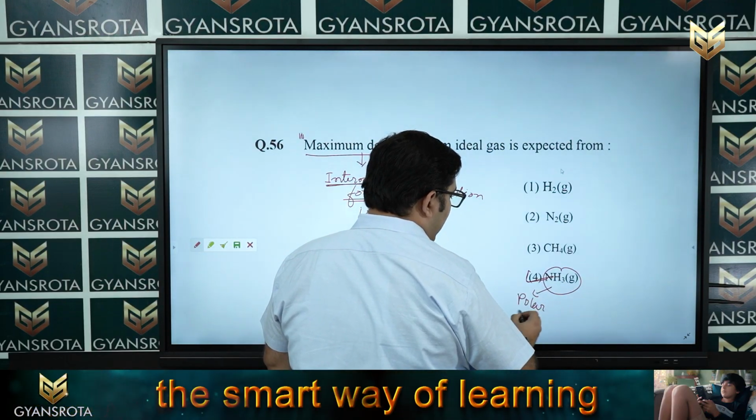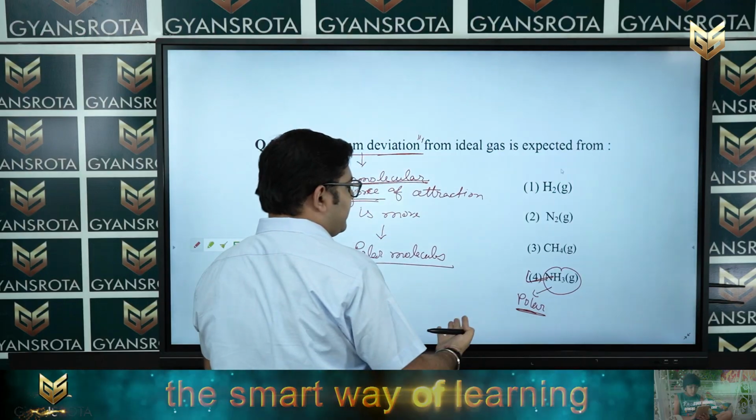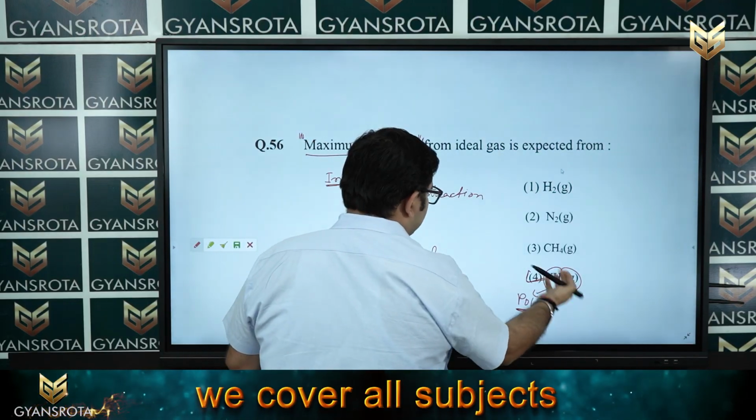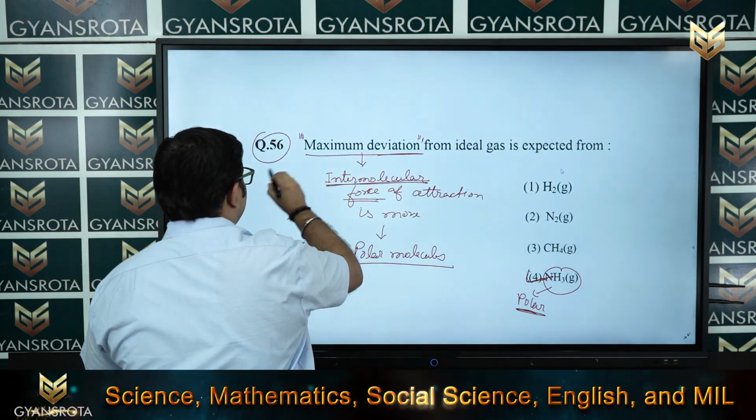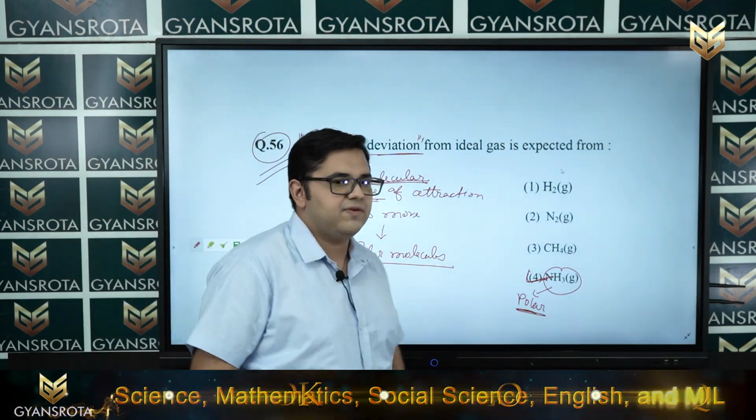So it is having the higher value of intermolecular force of attraction. When they are having a higher intermolecular force of attraction, they show the maximum deviation. So option number 4 is the correct answer of question number 56.